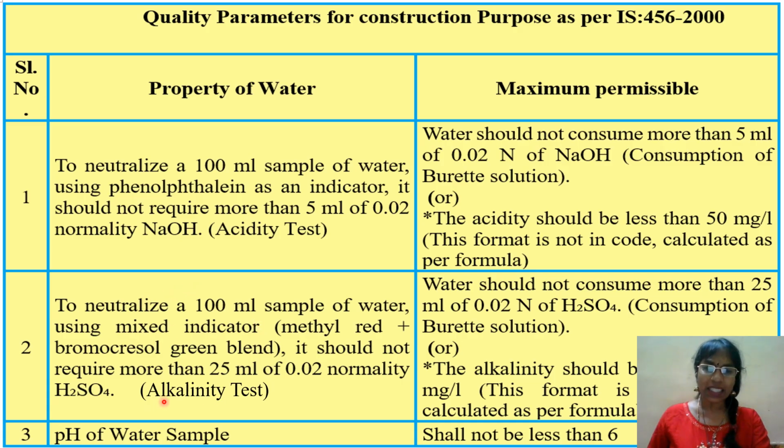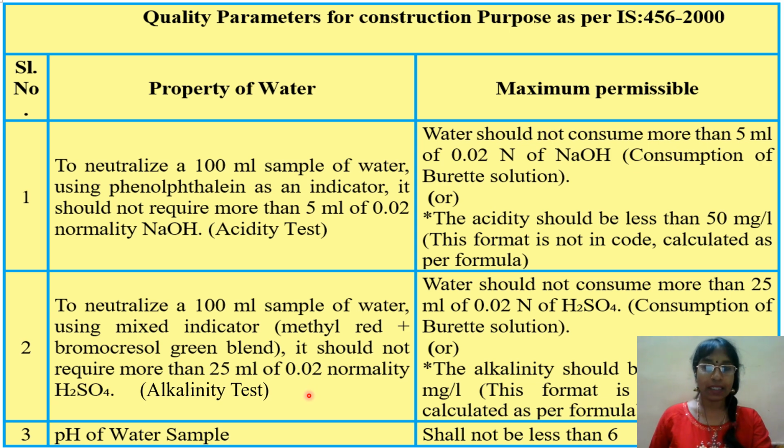Then the next test is the alkalinity test. Again we need to take 100 ml of the water which we are going to analyze. In that we are going to add mixed indicator, that is methyl red plus bromocresol green blend. It is also readily available. We can add 1 to 2 drops in that water. Then our burette solution should be 0.02 normality H2SO4. Now we will start the titration.